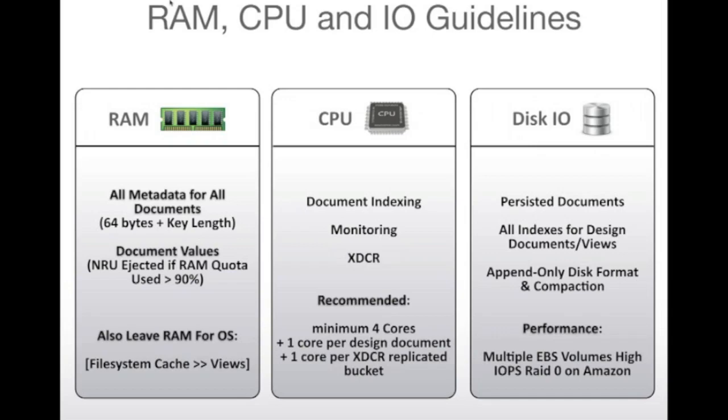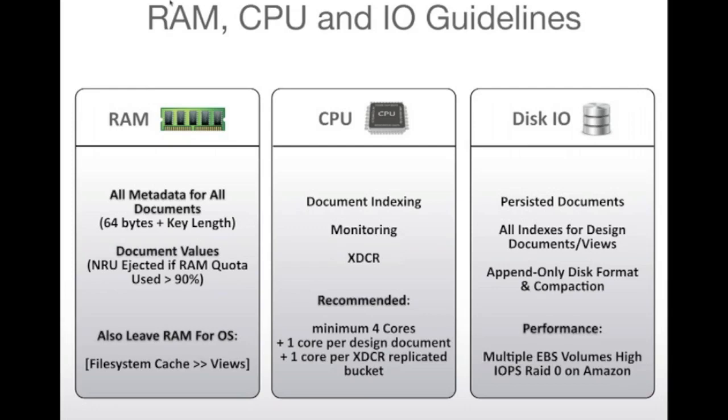Our disk I/O is obviously all persisted documents, and then it's all our indexes as well for design documents and views, all our secondary indexes, and we use an append-only disk format, so that this actually improves our performance considerably because we don't have to rewrite, we just append only, and during compaction we rebalance those files, and we do online compaction, so we compact our disk files while Couchbase Server is running. And we have certain thresholds that the admin can set within Couchbase. We have thresholds we can set in terms of what we call fragmentation levels, where we begin that online compaction.